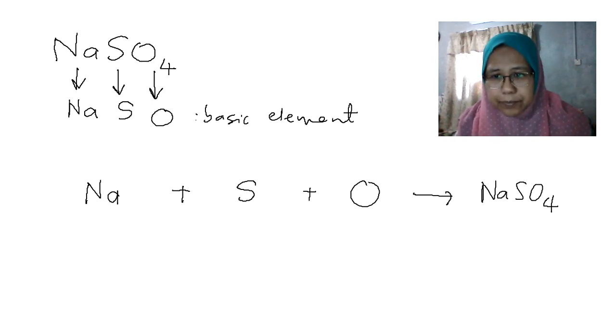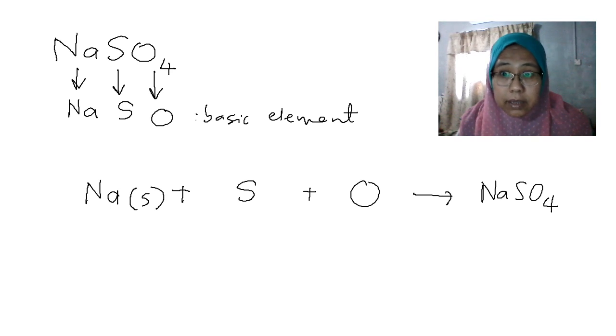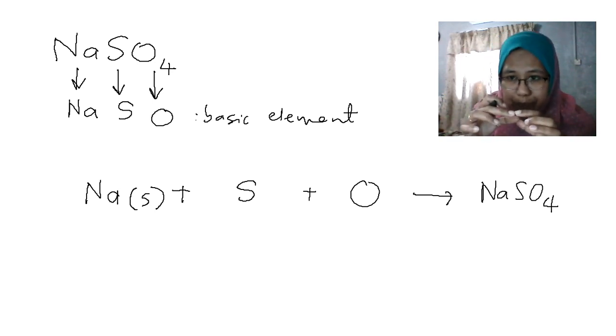This is the prediction of the equation, and it is not balanced yet. Before we balance it, we need to find the standard state of each element. Sodium is a metal, and at room temperature it is in the form of solid. This is general knowledge. The physical appearance is gray, usually in cuboid.